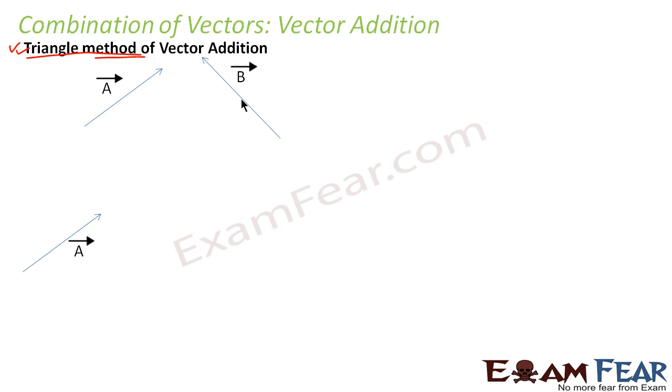Now you take vector B and you place it with A in such a way that the tail of A and the head of B coincide. That means you have to place B with A in such a way that B's head, that is this point, should be on this point. That means you have to place B in this way.